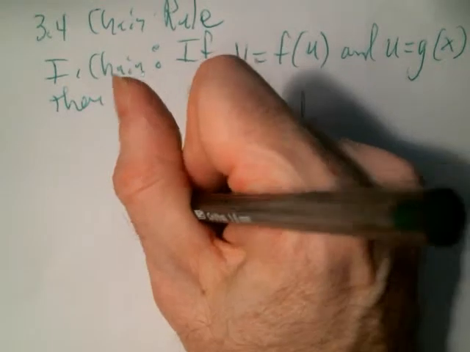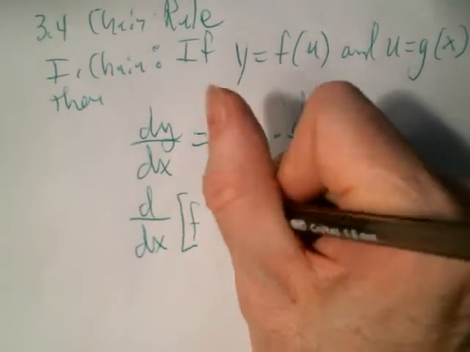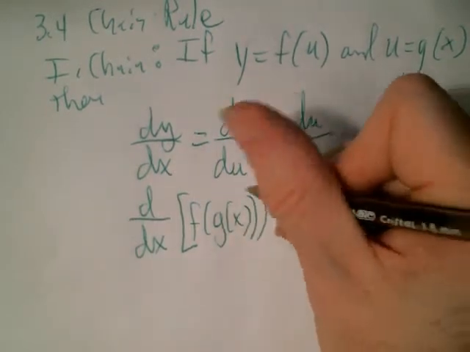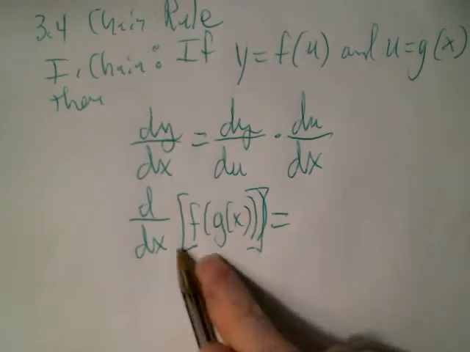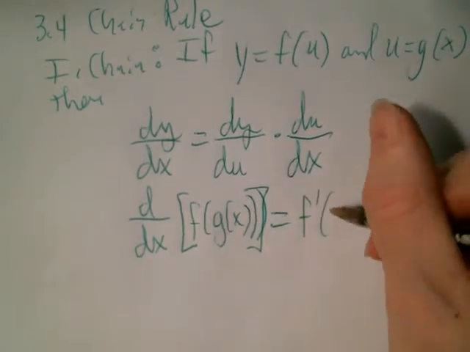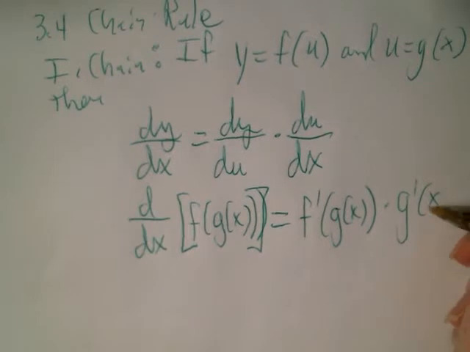In other words, in maybe a more familiar way, the derivative with respect to x of f of g of x. How do I figure that out? Well, you're going to first take the derivative of the kind of outer shell part, so f prime of g of x, and then tack on the derivative of the inner part, g prime of x.